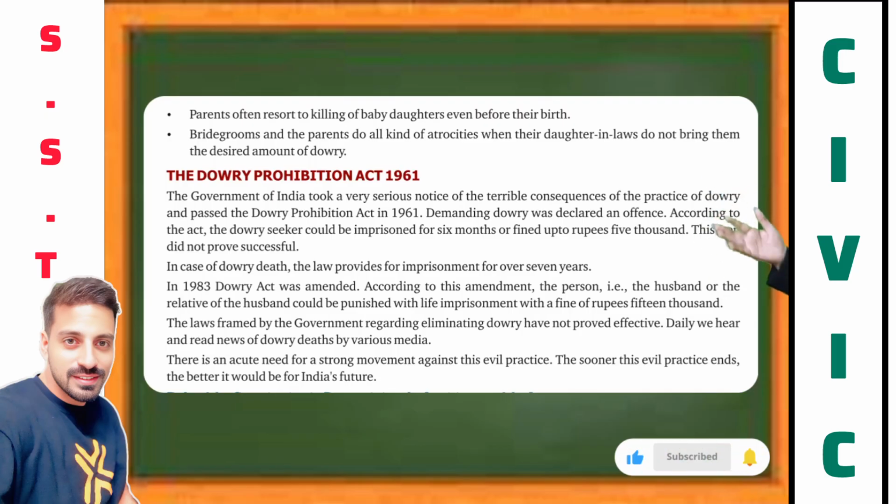In 1983, the Dowry Act was amended. According to this amendment, the person, that is the husband or the relative of the husband, could be punished with life imprisonment with a fine of rupees 15,000. The laws framed by the government regarding eliminating dowry have not proved effective. Daily we hear and read news of dowry deaths in various media.